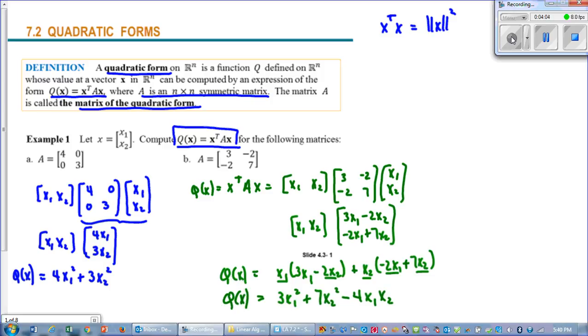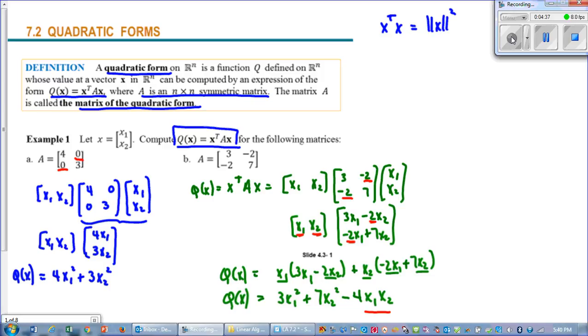Okay, notice in this one that we actually had that cross product, the x1x2 term, that we did not have in the previous one. If you notice where it came from, it came as a result of this term times the x1 and this term times the x2. Those values came from having those non-zeros off the main diagonal. Versus over here we had zeros off the diagonal, so we didn't have that cross product term. All we had was the squared terms.